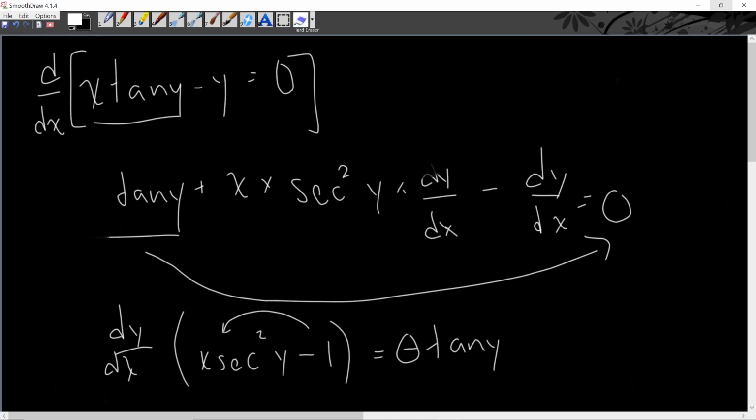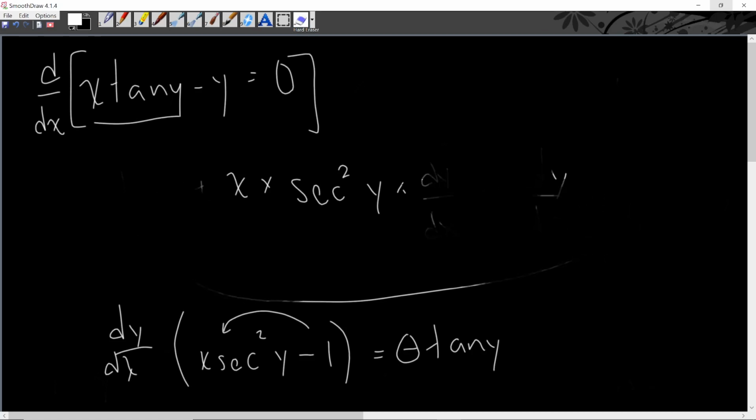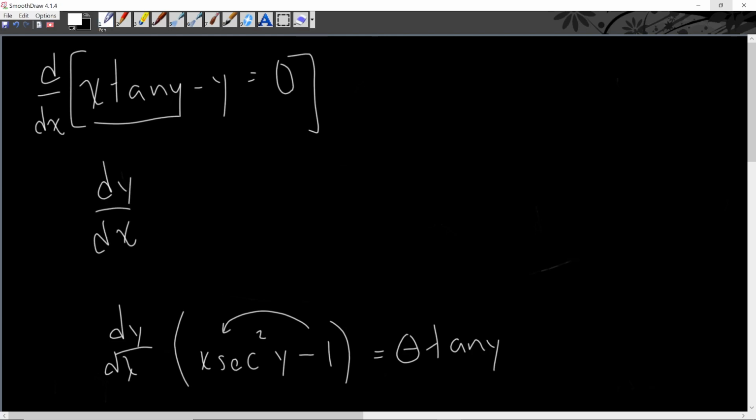So I'm simply going to write dy dx when I divide both sides by x secant squared y minus 1. I'm going to rewrite this as dy dx is equal to tangent y all over 1 minus x secant squared y. And from here, we're going to have to simplify this further because none of these answers have secant anywhere close to them.